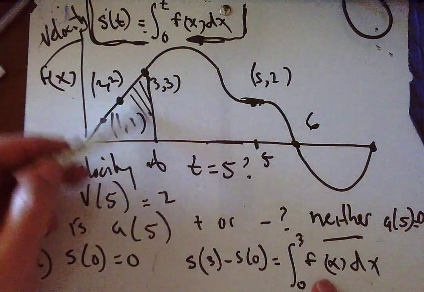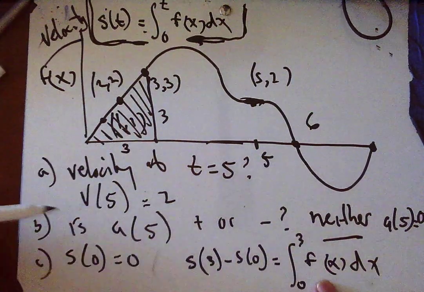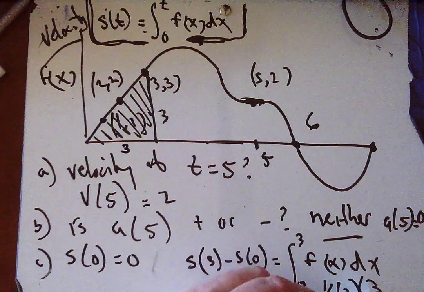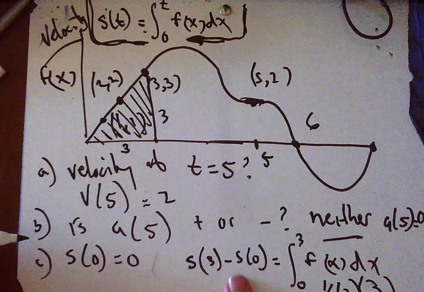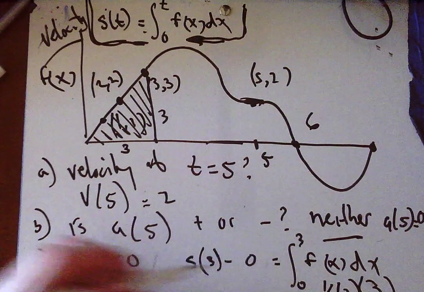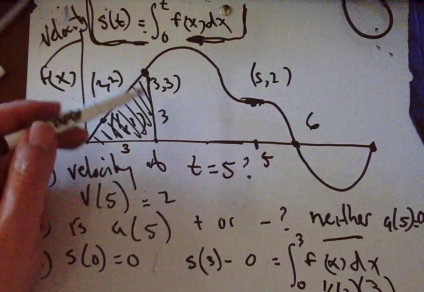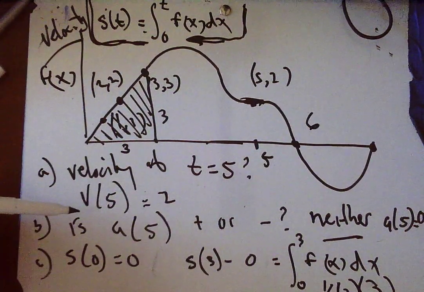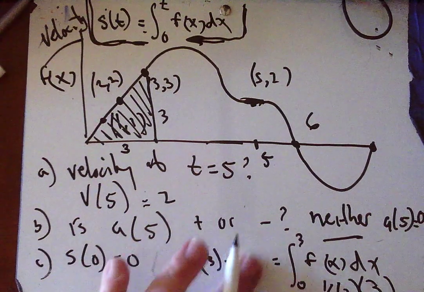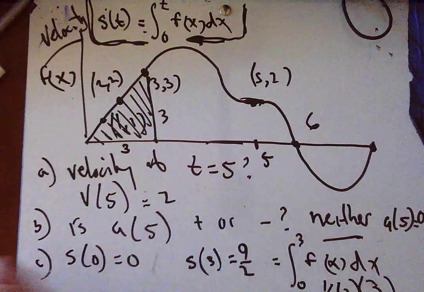Oh, how convenient. A triangle whose height is 3 and whose base is 3. This is going to be 1/2 3 times 3 over here. And here, s of 0, well, we were told s of 0 was 0. And so it looks like s of 3 is simply going to be the area of that triangle. So when s of 0 is 0, s of 3 equals 3 times 3 is 9 halves.